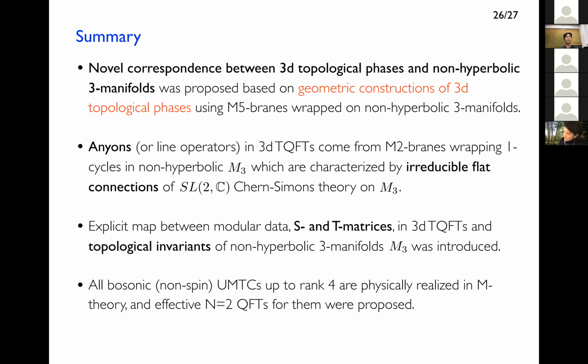And we found an explicit map between modular data in 3D TFTs and topological invariants of non-hyperbolic 3-manifolds. And lastly, all bosonic MTCs up to rank 4 are physically realized in M theory. And their effective N=2 supersymmetric QFTs can be obtained by the DGG construction.